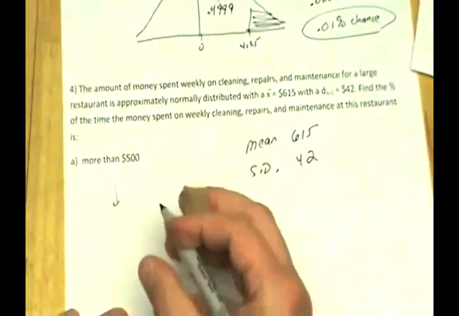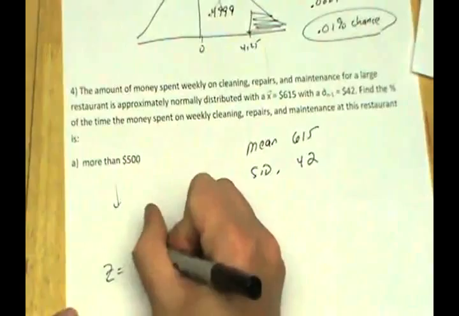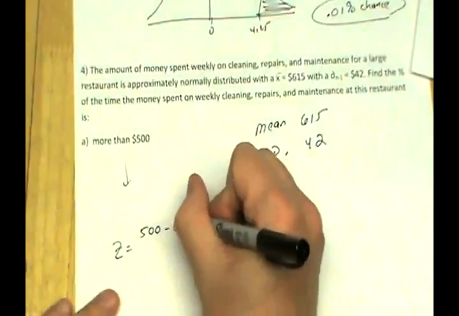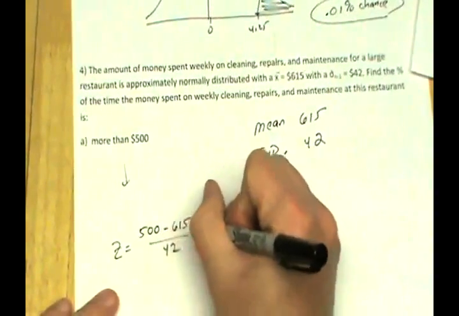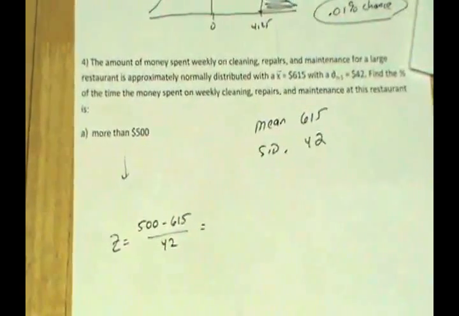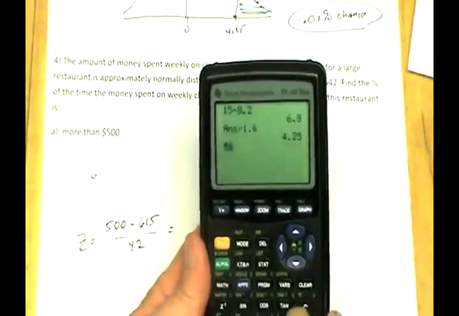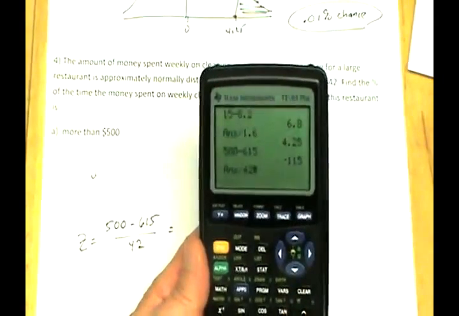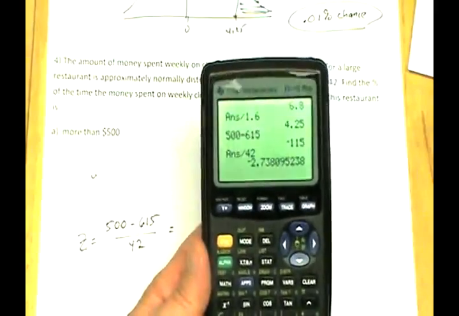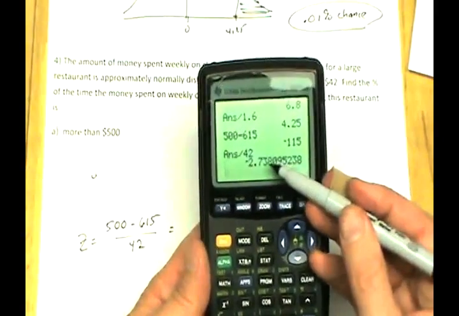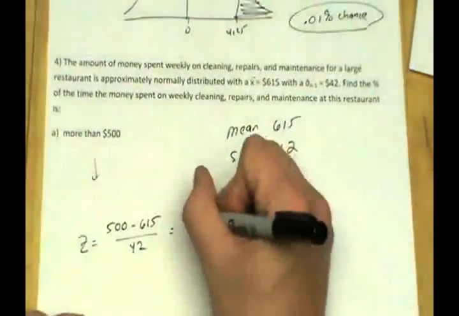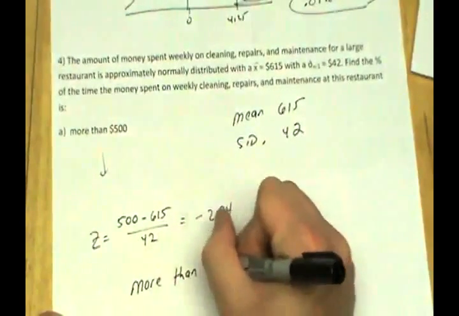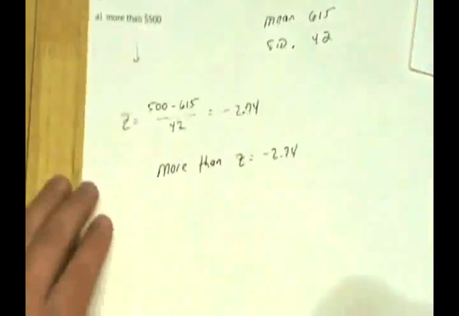So we're going to convert 500 to a z-score. All right, so the data is 500. We're going to subtract the mean. It's always data minus mean. So the mean in this case is 615, and the standard deviation is 42. So there's your data minus mean over standard deviation. All right, so let's go 500 minus 615 divided by 42. We're getting back negative 2.74. So we want to know what percentage is more than a z-score of negative 2.74.